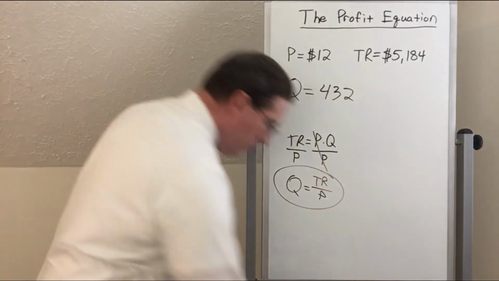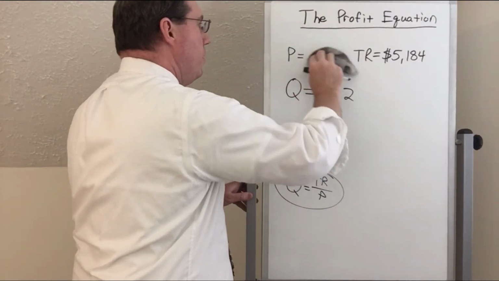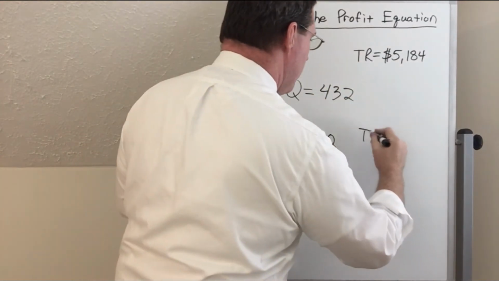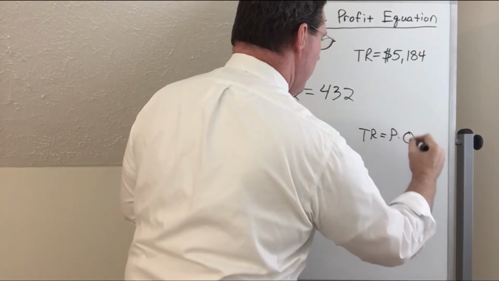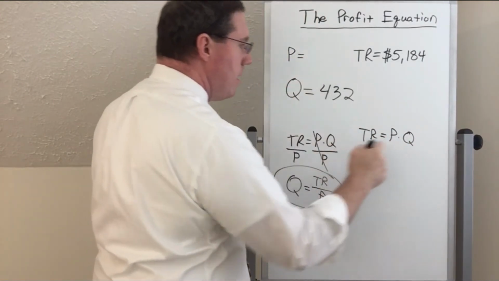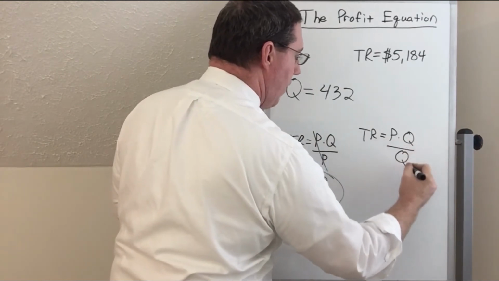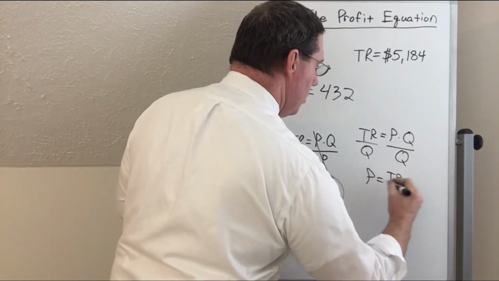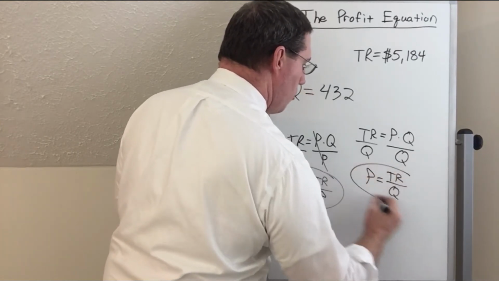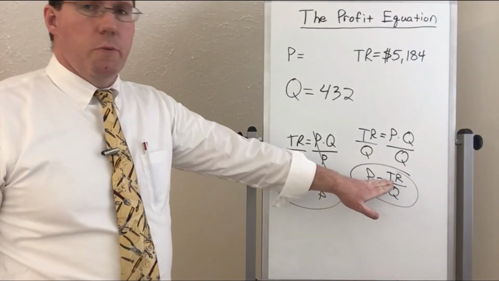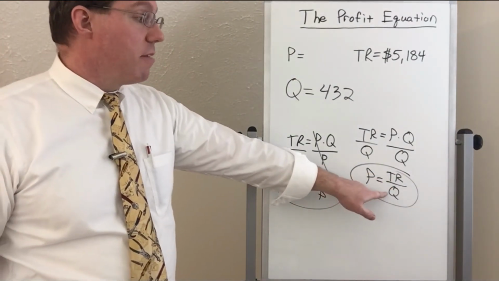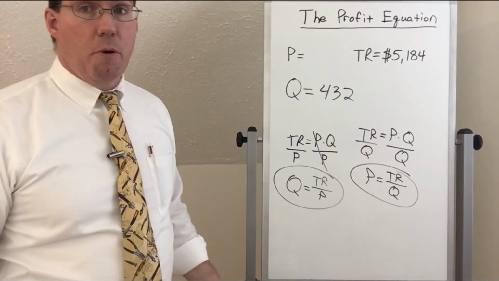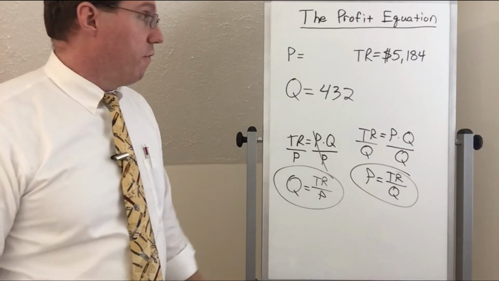Now we can do the exact same thing. What if we didn't know the price? What if we knew the total revenue and the quantity, but not the price? Well, total revenue is equal to price times quantity. Now we want to solve for P, so instead of dividing by P, we divide by Q on both sides, and then P becomes total revenue divided by quantity. This is a really important one also, because we're going to talk about averages in a little bit, and this is basically an average, because we're dividing revenue by quantity, and that gives us price. That is the average revenue of the firm.